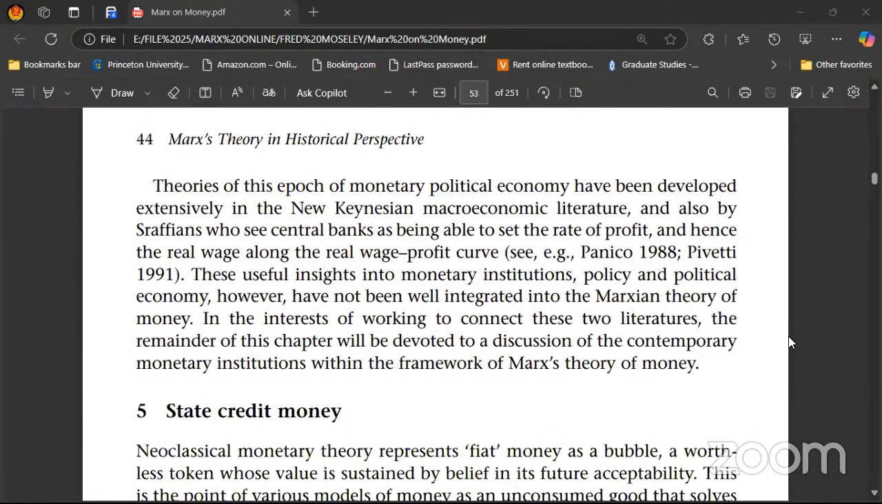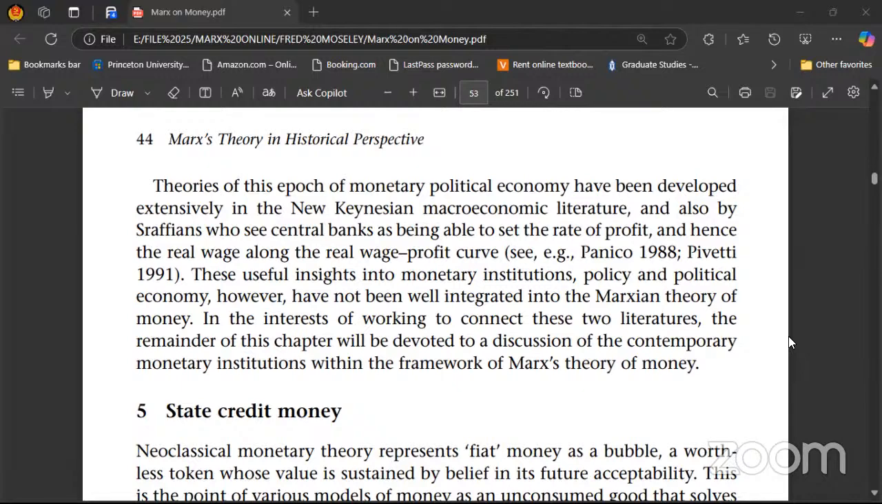Theories of this epoch of monetary political economy have been developed extensively in the new Keynesian macroeconomic literature, or post-Keynesian, as it were, and also by Sraffians who see central banks as being able to set the rate of profit and hence the real wage along the real wage profit curve. These useful insights into monetary institutions, policy, and political economy, however, have not been well integrated into the Marxian theory of money. In the interest of working to connect these two literatures, the remainder of this chapter will be devoted to a discussion of the contemporary monetary institutions within the framework of Marx's theory of money.